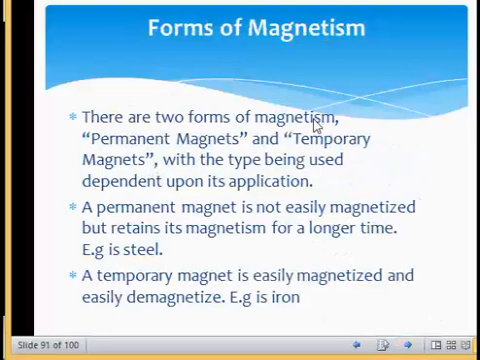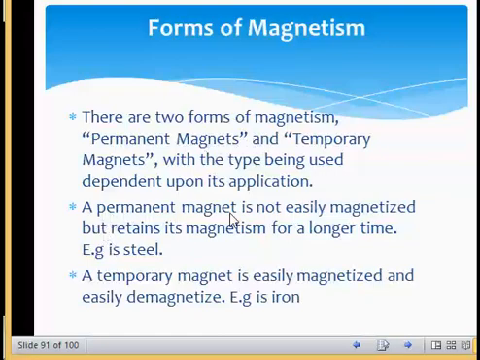All right, so forms of magnet. Now, there are two forms of magnetism. You have the permanent magnet and the temporary magnet. The type you're going to use depends on the application. There's some application where you need a permanent magnet, and there's some application that requires just a temporary magnet, so you need to know the difference between these two magnets so that you know where you're going to use them.